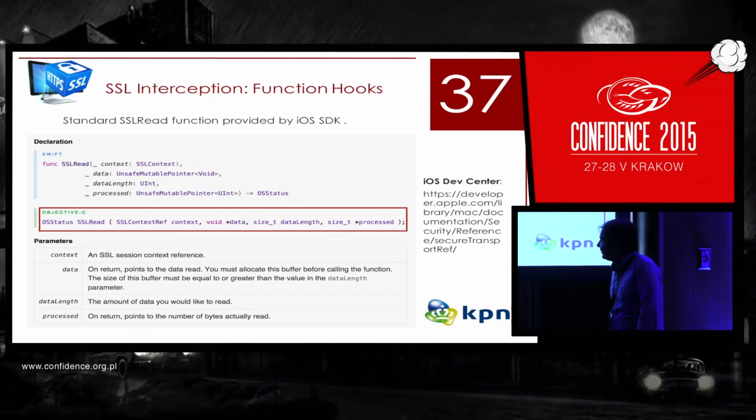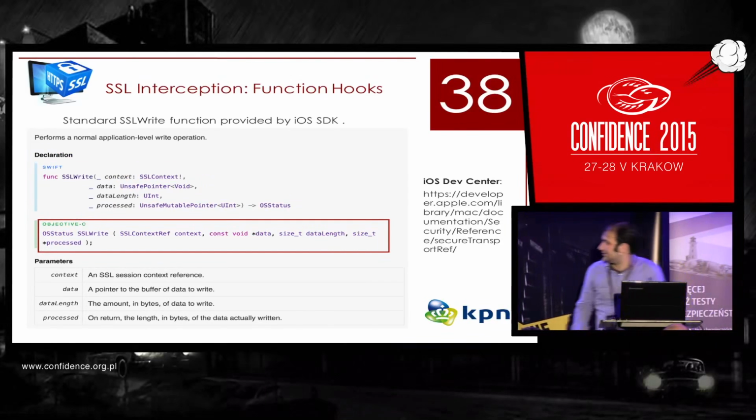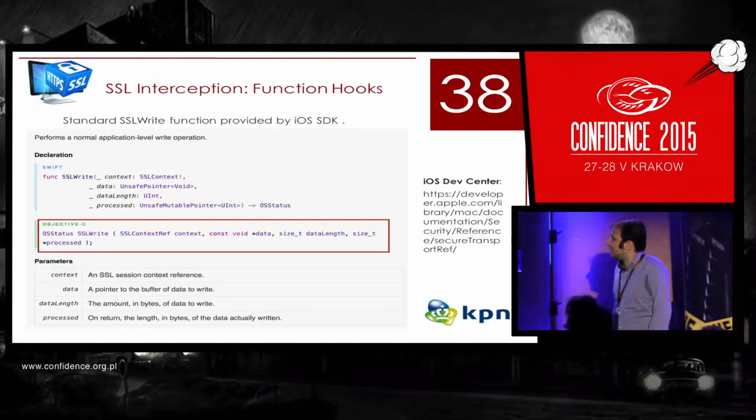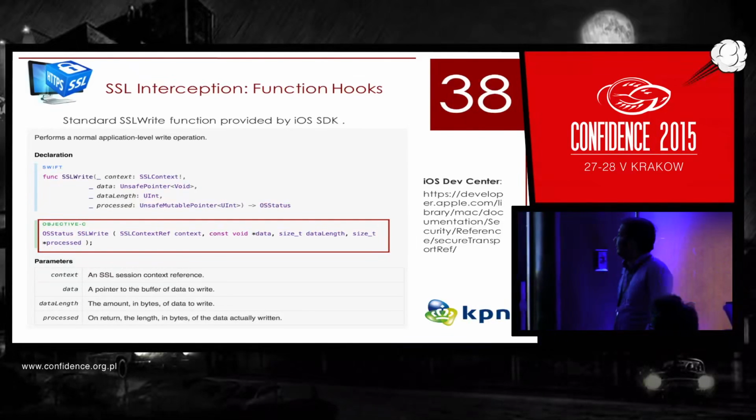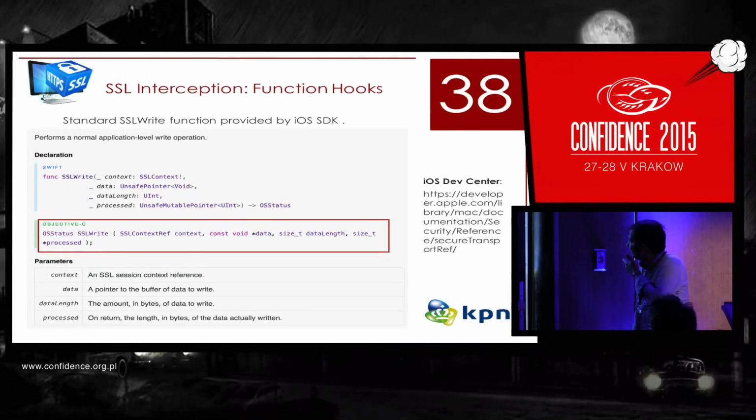The iOS SDK defines the SSL implementation as follows. The SSL context needs to be defined, and the data passed as a pointer, with data length, and size to be processed. And in a similar manner, the SSL write operation is defined as well. You have data length, and the process ID. The data to be processed, simply length. And you can check out the details on the developer center.